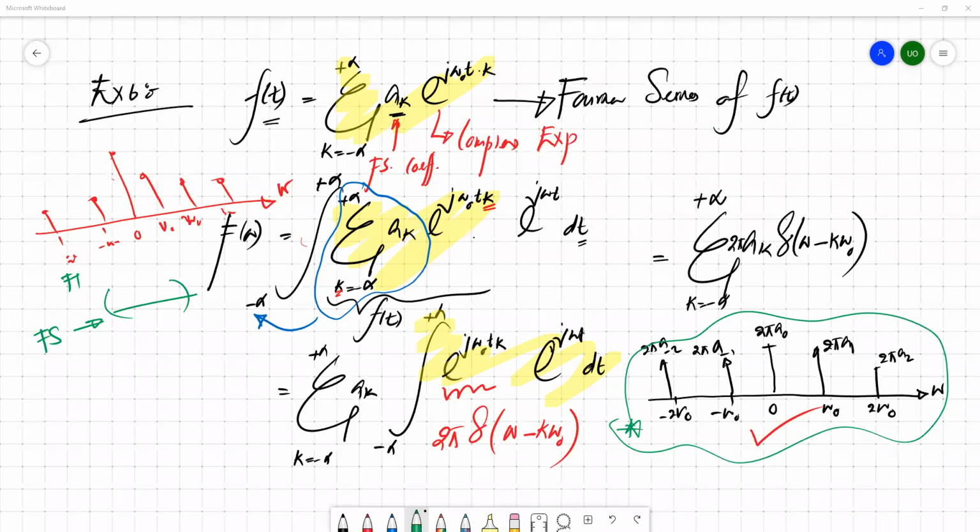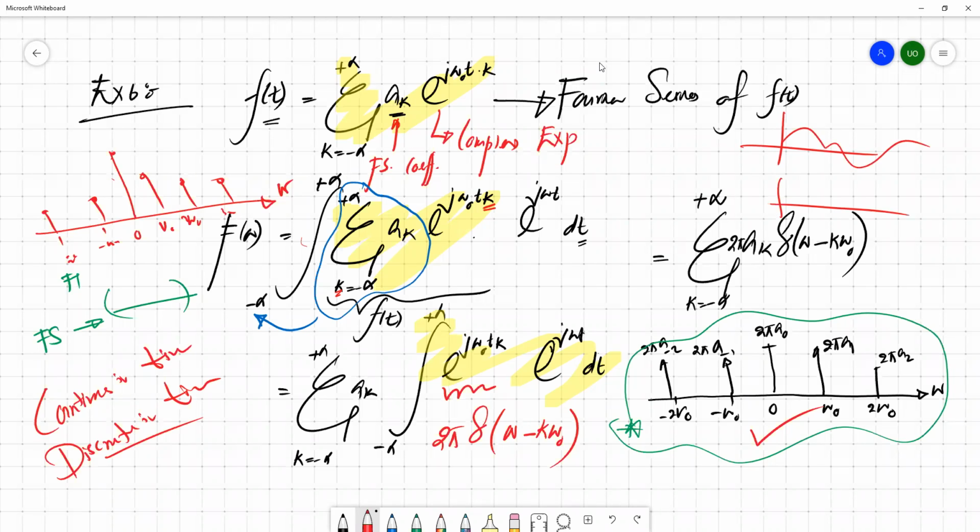Do you have any questions? If not, we'll stop for today. Next time we move to a new topic. Up to now we have considered signals that are continuous in time. From next week onwards we will discuss signals that are discrete in time.